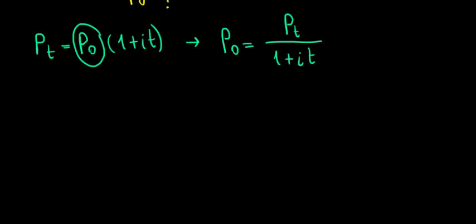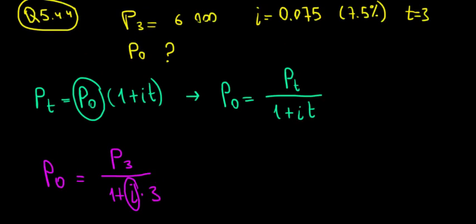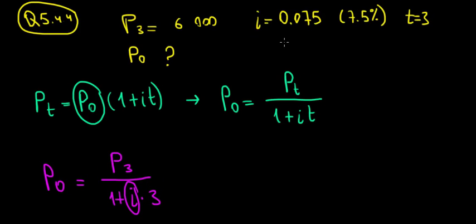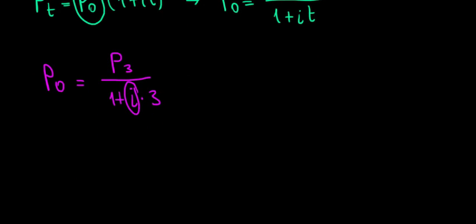Well, we know that we want to find out the payment in the initial period. We know that we have the payment in the third period divided by 1 plus the interest rate times 3 periods, and the interest rate is given as 0.075. It's over here, 0.075. So if we do the math and we substitute the interest rate with 0.075, what do we get?